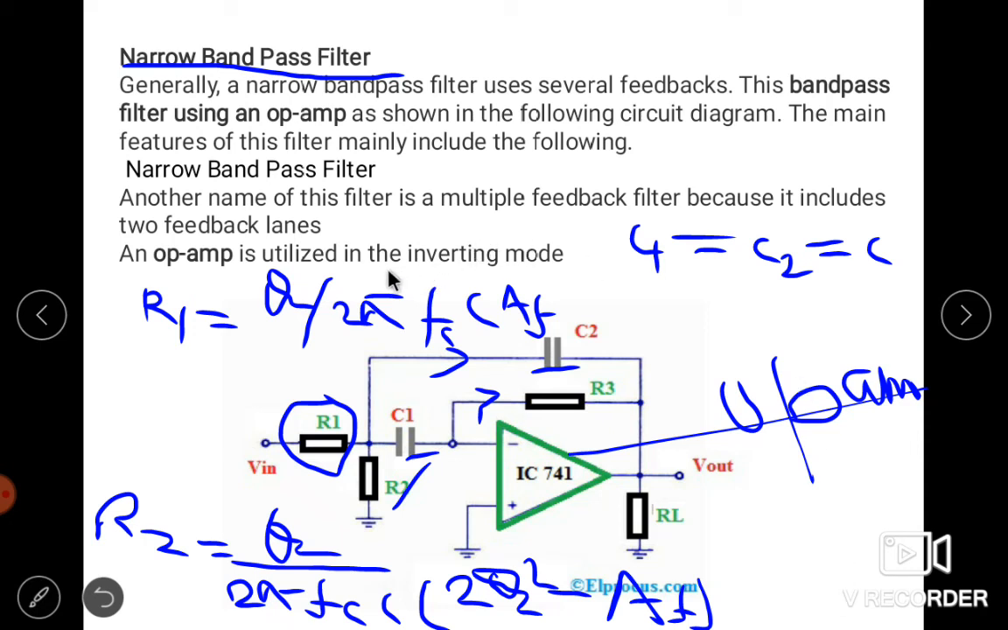Some questions I have given in the Google Classroom, so download the questions from the Google Classroom and find the solution of the given problems. So today I am going to stop my lecture. This is all about the band pass filter and its classification, in which we have studied how to design the narrow band and the wide band filter. One by one we have seen the circuit and the design part of this. So today I am going to stop my lecture here. Thank you.